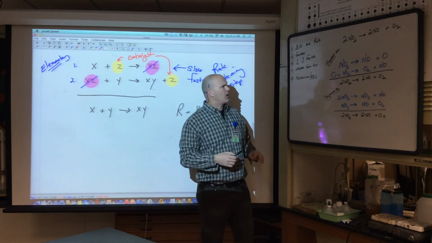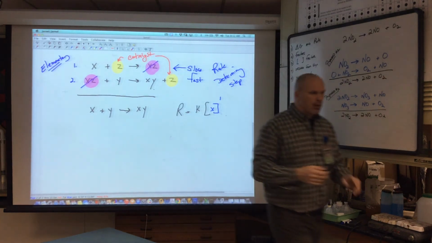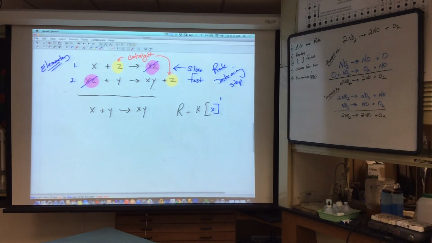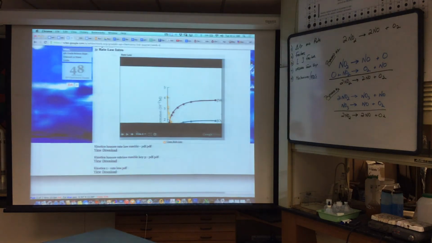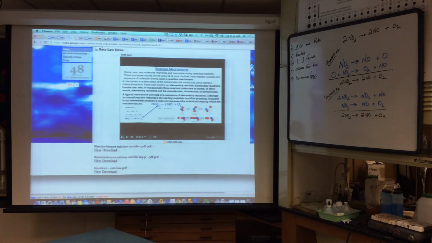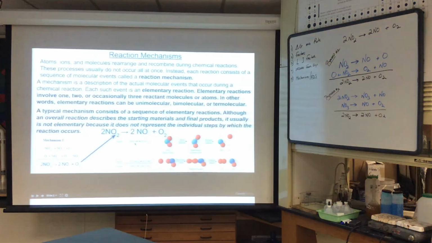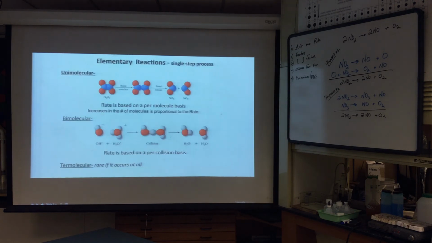All right. So let's look at these 2 reactions. Let's go on to my site here, and let's go to the rate law, and let's look at these proposed mechanisms. All right, so here we go, party people. Reaction mechanisms. Okay, and here's the first proposed mechanism.